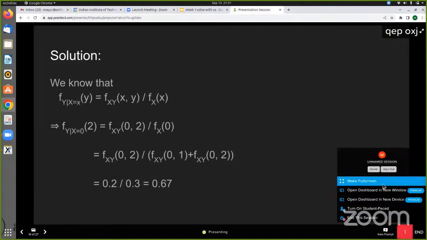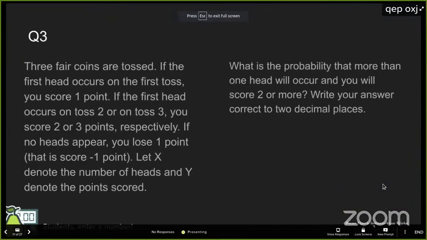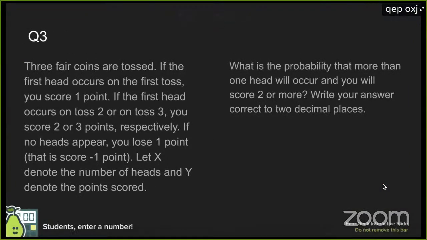Okay, so we'll go to the next question. The 3 fair coins are tossed. If the first head occurs on the first toss, you score 1 point. If the first head occurs on the second toss or on the third toss, you'll score 2 or 3 points respectively. So if the first head occurs on first toss, you'll get 1 point. If the first head occurs on second toss, you'll get 2 points. If the first head occurs on third toss, you'll get 3 points. If no heads appear, you lose 1 point.